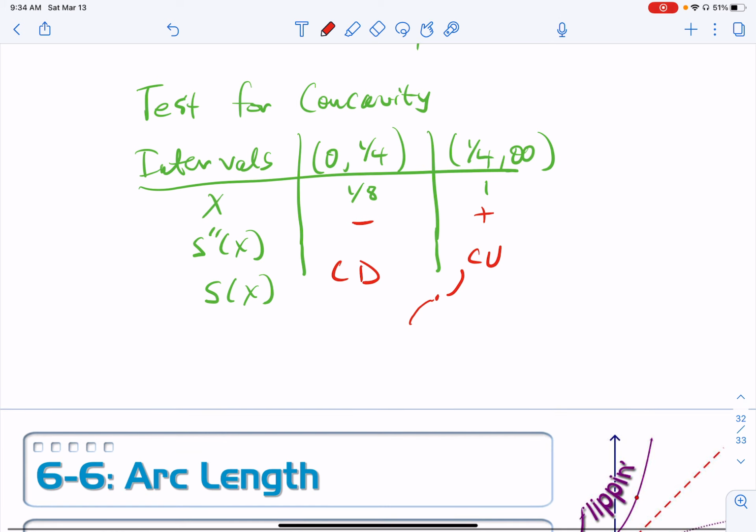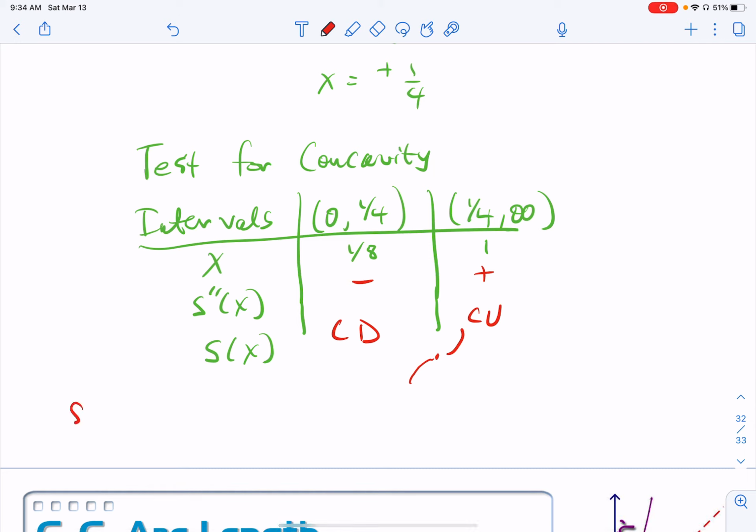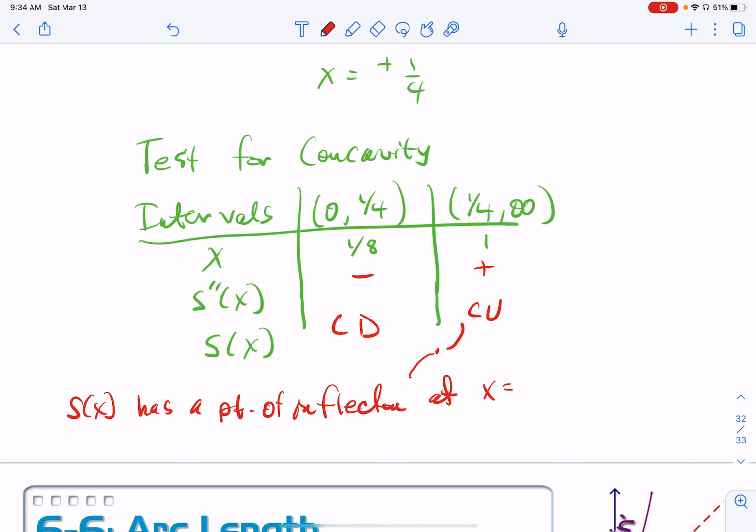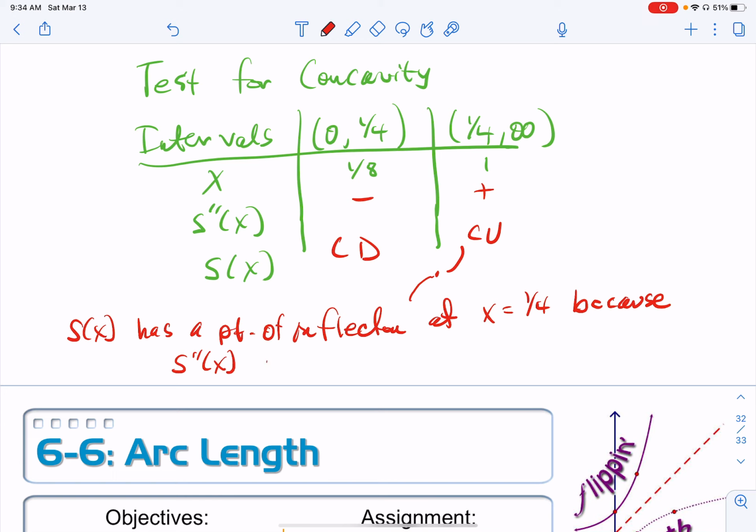So as far as justification, remember on the AP exam, it would go sort of like this: s of x has a point of inflection at x is equal to 1/4, because s double prime of x changes signs. And I don't really need to say that it goes from negative to positive. We just need to see that it changes signs at x is equal to 1/4, right?